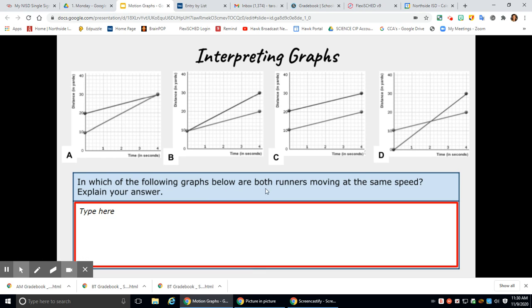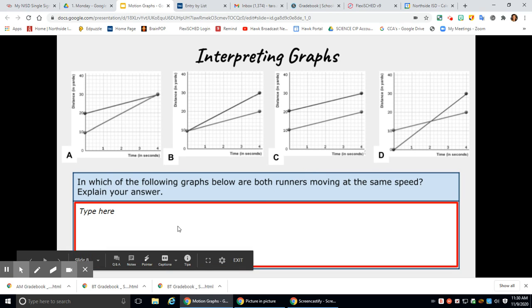In which of the following graphs below are both runners moving at the same speed? Explain your answer. Okay, so same speed, both runners running at the same speed. Explain your answer.